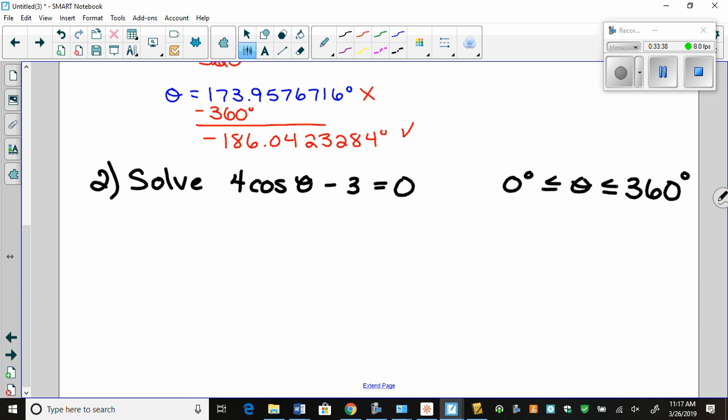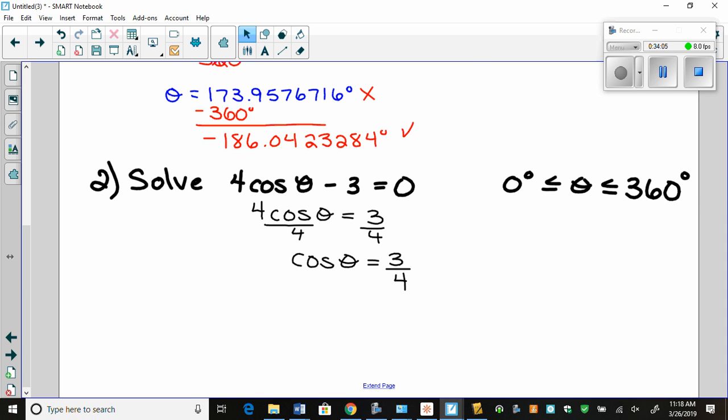But can we do that really easily? Yeah. The first thing you have to do is get it isolated, because you can't second cos, second tan, second sine, anything that's not cos equals something. So we're going to get 4 cos theta equals 3 by adding 3, then divide by 4. Cos theta equals 3 quarters. Now we're just back to the same question I would have given you before. And now once we've isolated cos theta, we can get theta by itself.